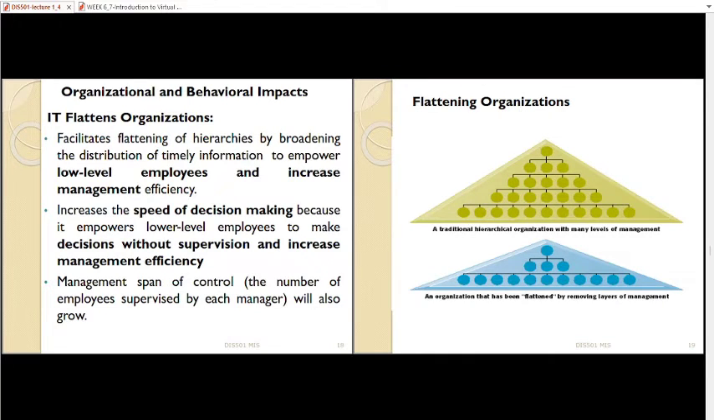Now, talking of how technology would influence the organization itself, it can bring about what we are referring to as a flat kind of organization. Look at the diagram that we have here. The one in green shows the normal hierarchy within an organization. You can see we seem to have many different levels.